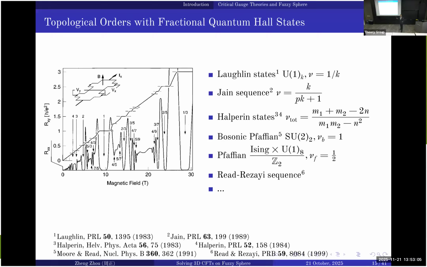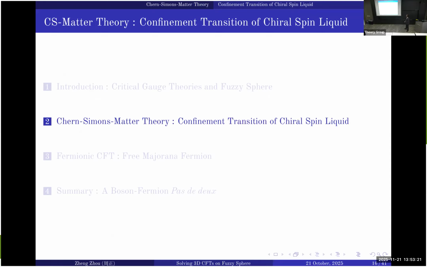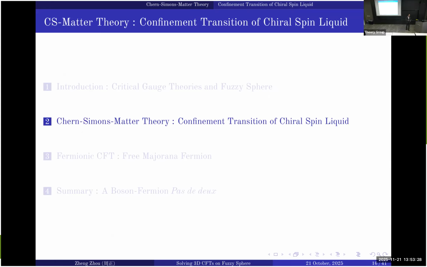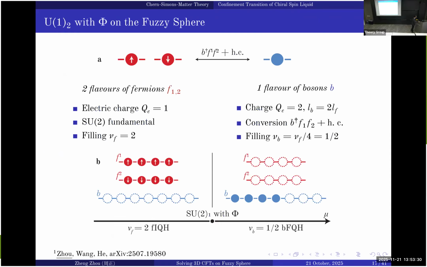This provides us with a library of topological orders. And on the fuzzy sphere, we can construct the transitions between them, which can help us study various Chern-Simons-matter theories. So now let us look at the first example, the confinement transition of the chiral spin liquid, or the U(1) level 2 coupled to a scalar.